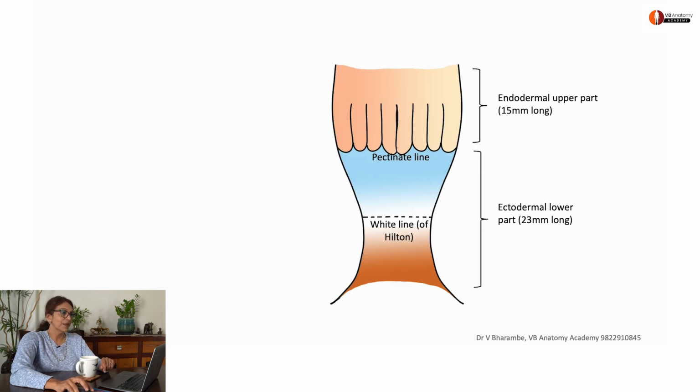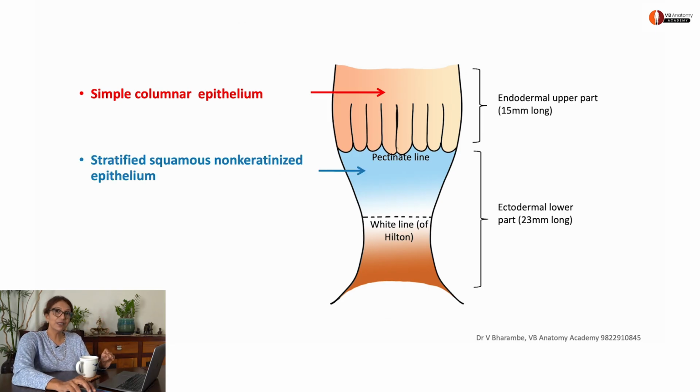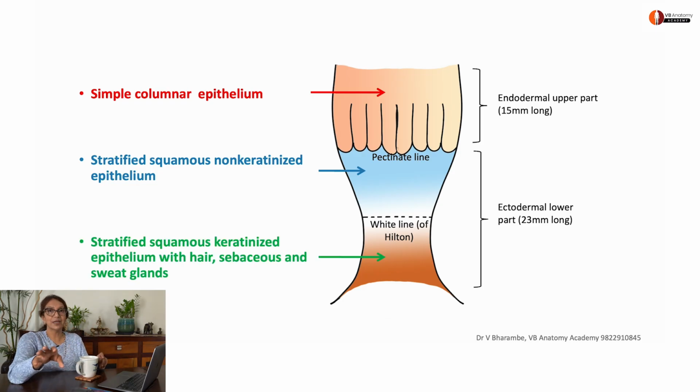So finally, just one last few lines here. The epithelium also varies. The part above the pectinate line is simple columnar. Below it, stratified squamous, non-keratinized, no sweat glands, no hair. But the last part is pure skin, stratified squamous, keratinized epithelium with the necessary glands and hair.